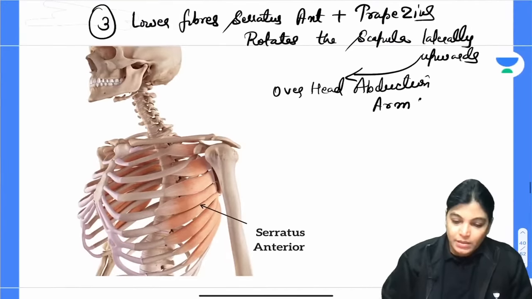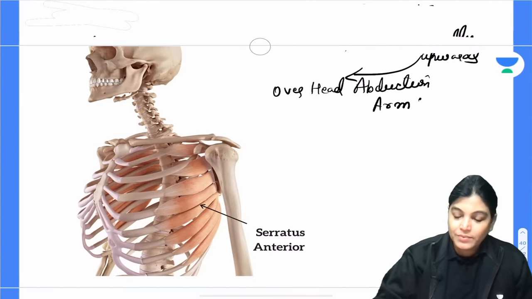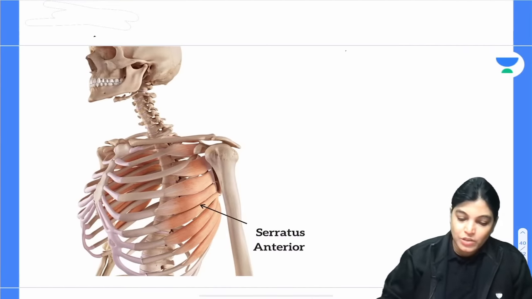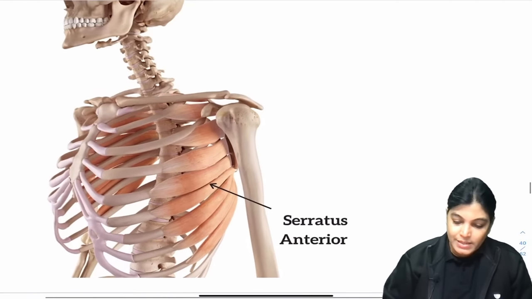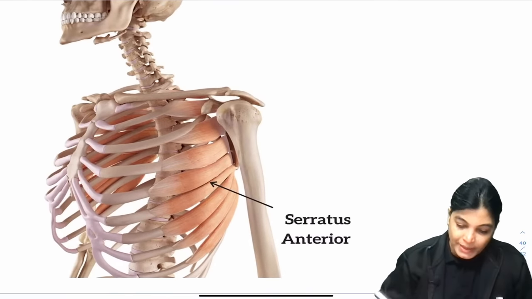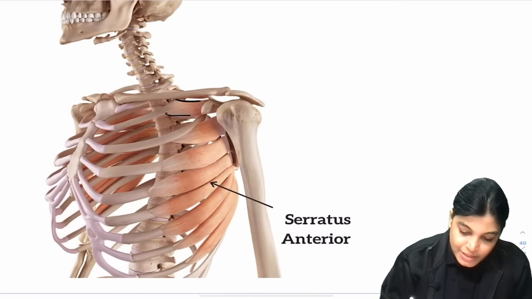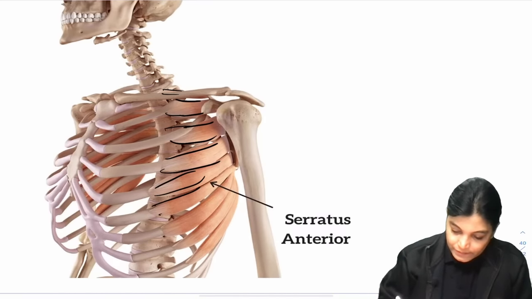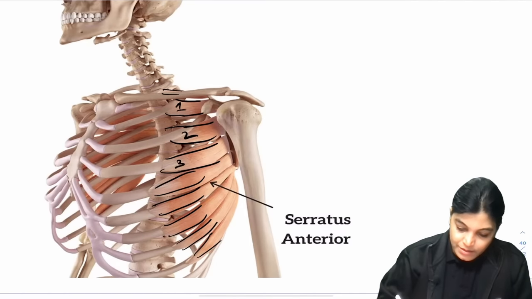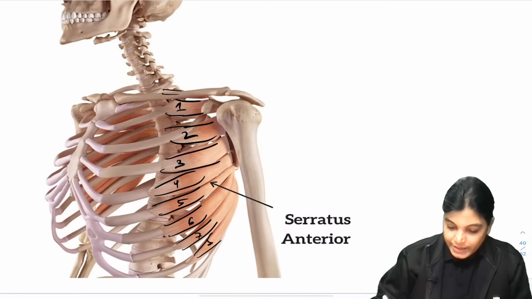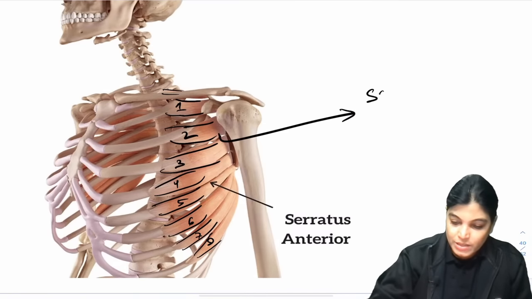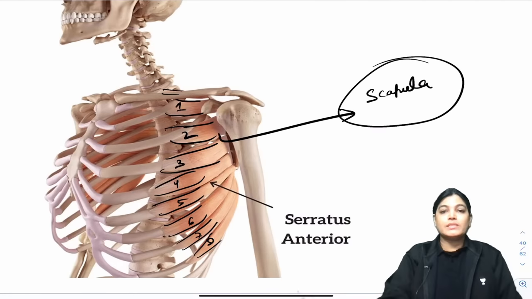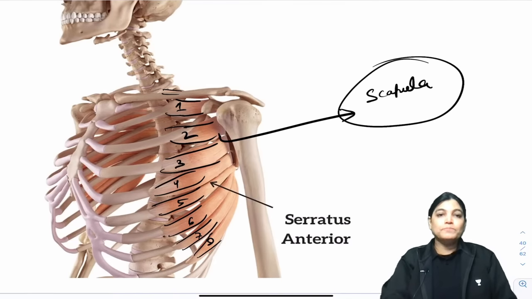Now let's see this enlarged image here. Again, you can see this clearly shows a better view of the serratus anterior muscle. These are the digitations of the serratus anterior muscle. See here: first, second, third, fourth, fifth, sixth, seventh, eighth digitations inserting here into the scapula, going towards the scapula.